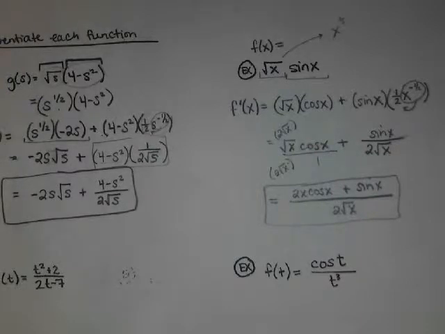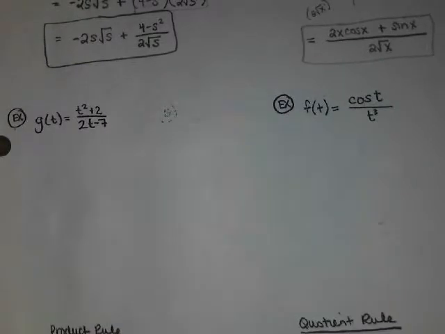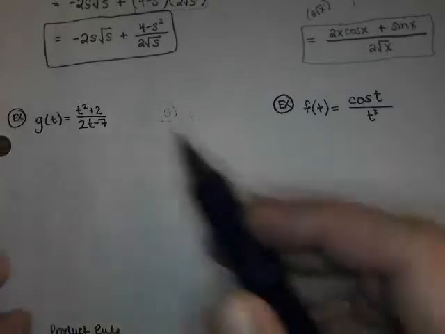Okay? Any questions on that? The next two examples are the quotient rule. So rather than being the product of two things, we have the quotient of two functions.